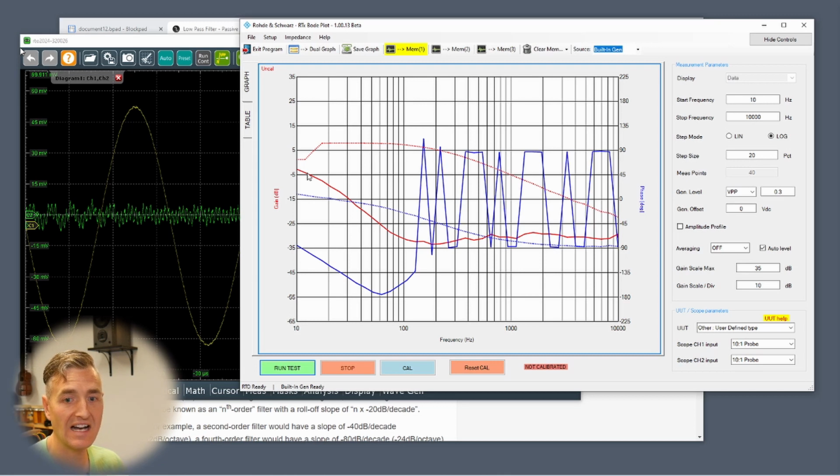Oh, not much got through. Oh, but look, that slope is super steep. It's like steep beyond belief. Oh, so multiple orders did filter it more. I messed that up though. Let's see.